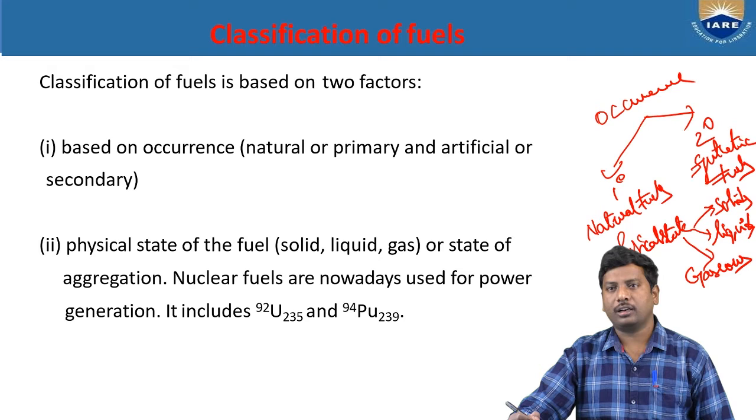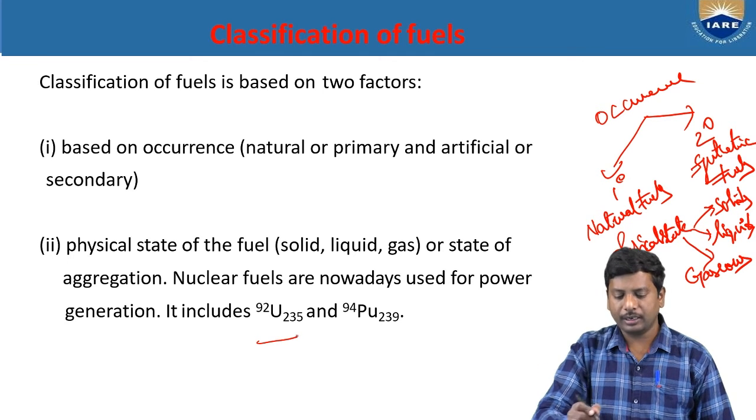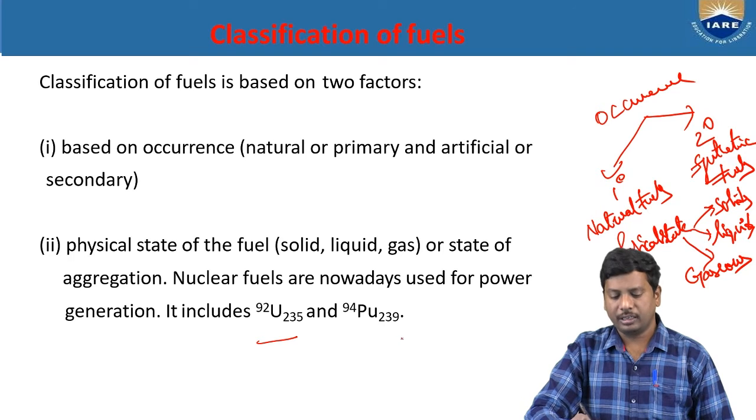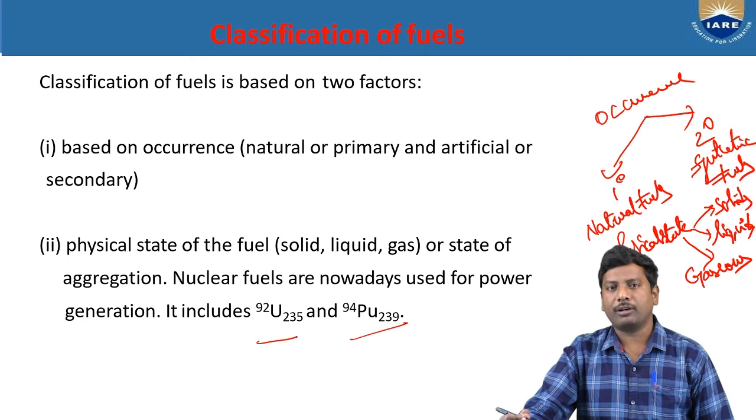Nuclear fuels are nowadays used for power generation. And what are the examples of nuclear fuels? Uranium-235 (92) and plutonium-239 (94). These two come from the actinide series of the periodic table.